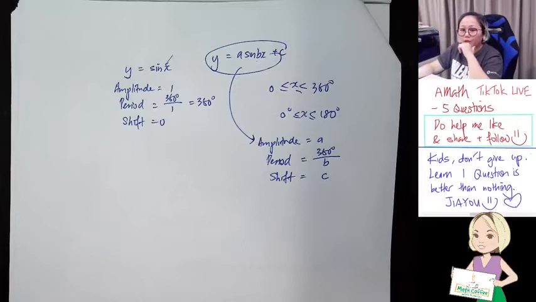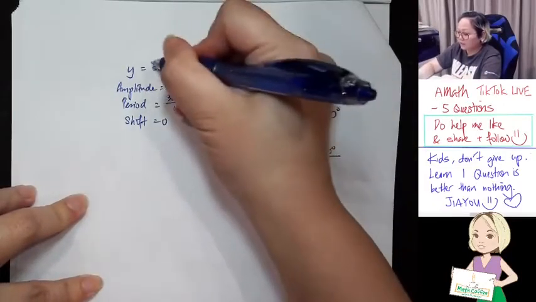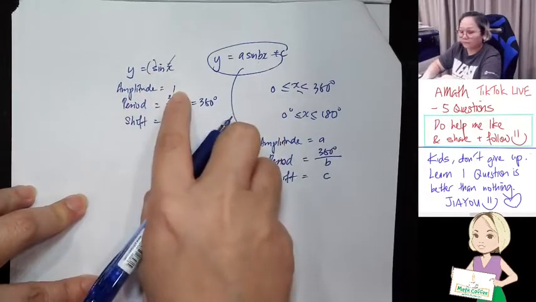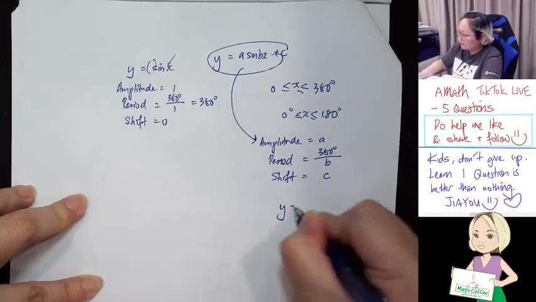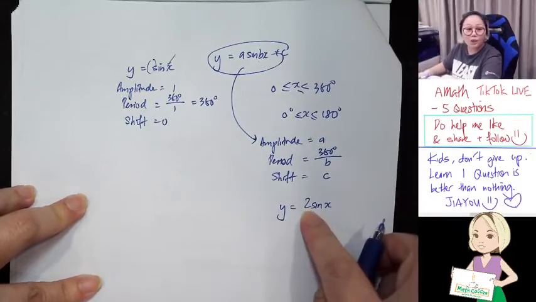No, amplitude is not the coefficient of x. Amplitude is the number in front of the sine. You see here, this is 1, right? So the amplitude is 1. If I have y equals 2 sine x, that means my amplitude is 2.